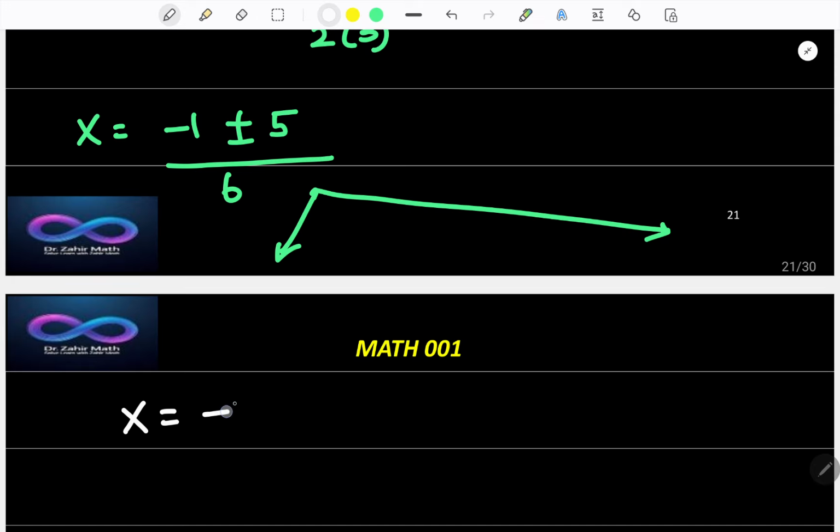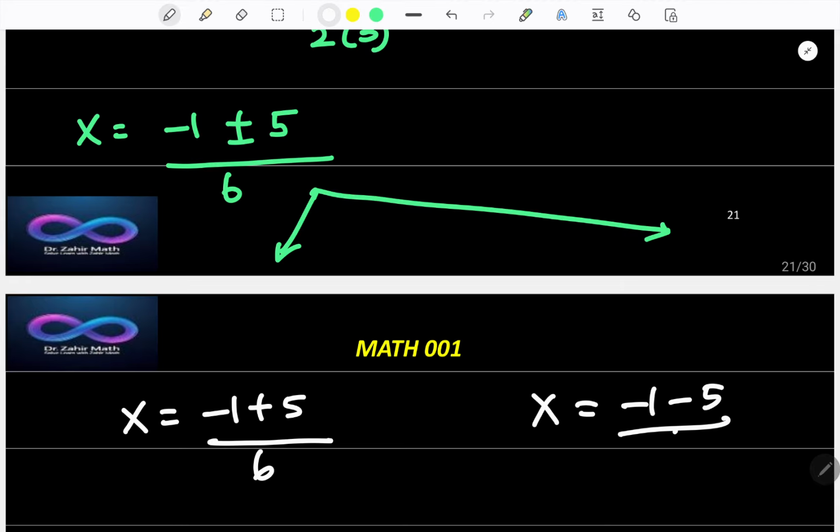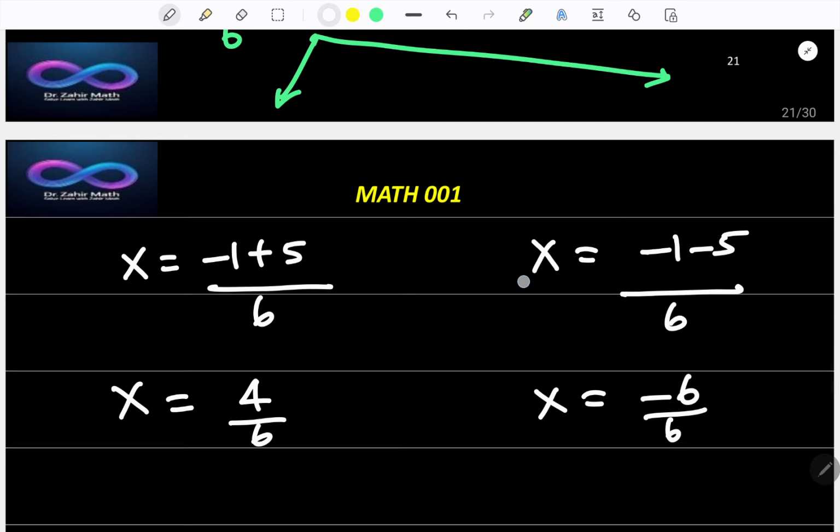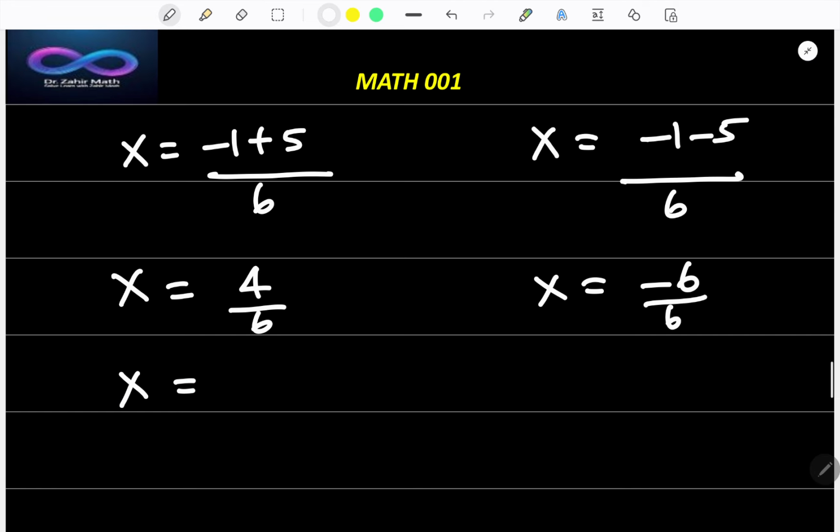X equals minus 1 plus 5 divided by 6. X equals minus 1 minus 5 divided by 6. Clear everybody? Minus 1 minus 5. Right. So x equals minus 1 plus 5 is what? 4 by 6. And x equals minus 6 by 6. So we are going to get x equals 4 by 6.